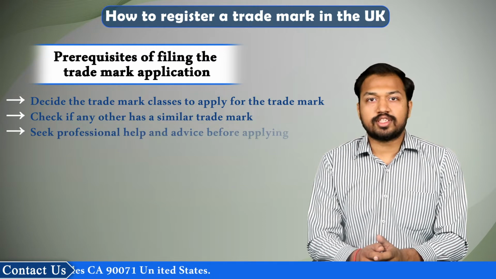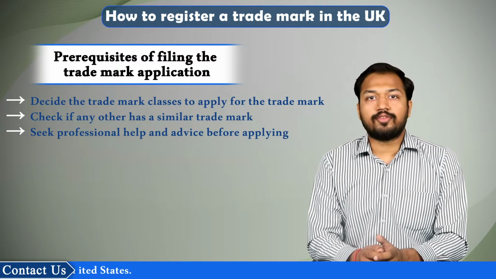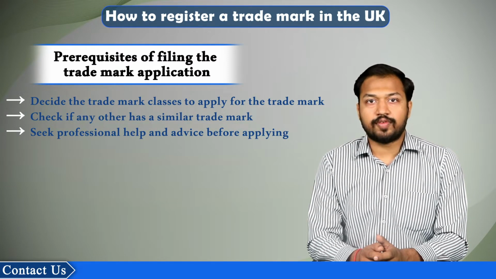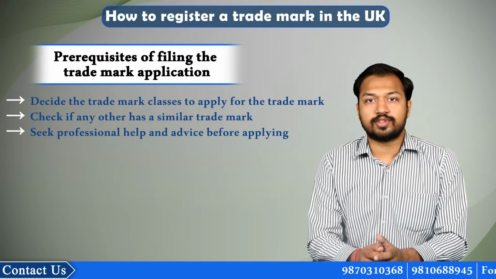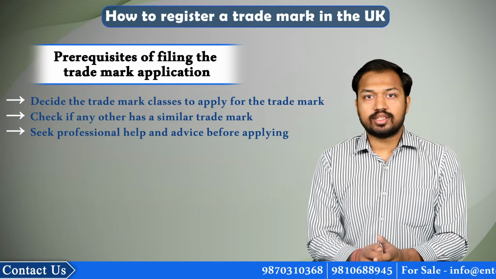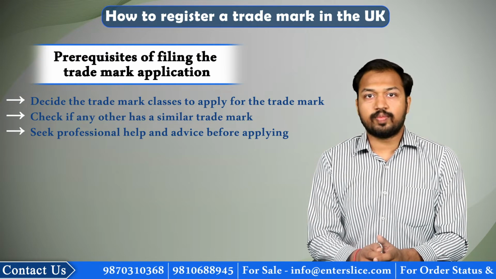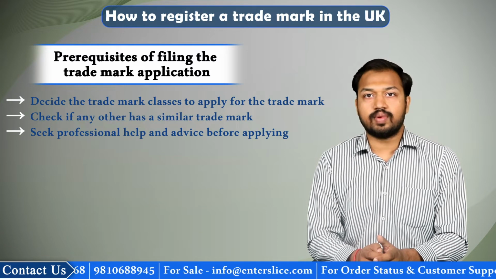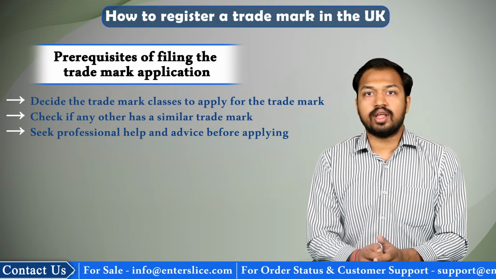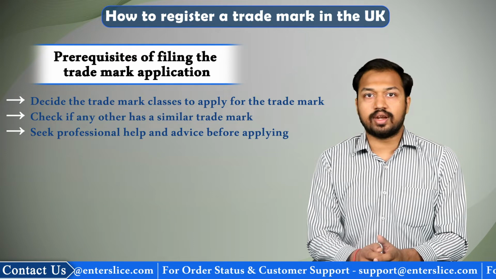Third, seek professional help and advice before applying. After checking the trademarks database, if you find that a similar trademark exists, you must seek professional advice to find other options to get your trademark registered. It is advised that you should not proceed further with filing the standard application without obtaining professional advice if you have discovered that there are trademarks that are already identical or similar to what you want to get registered.